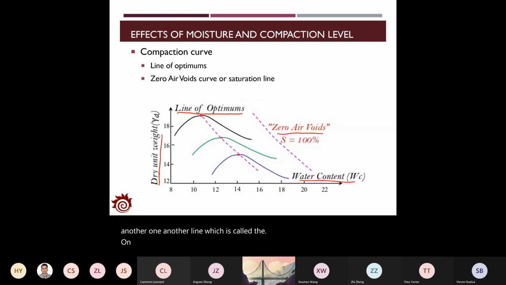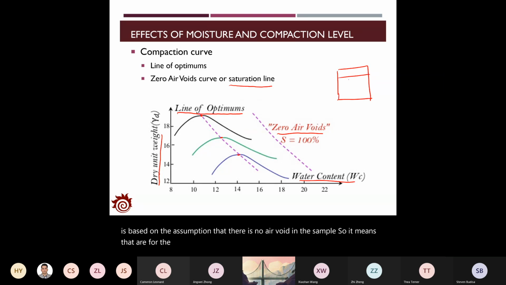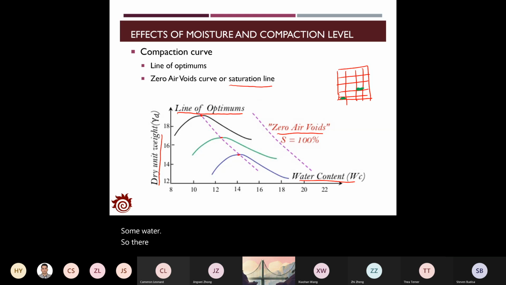And in this curve, you will also observe another line, which is called the zero air void line. We also define this one as the saturation line. This is actually a theoretical line. It does not exist in reality. This line is based on the assumption that there's no air void in the sample. So it means that the soil sample either contains solids or contains some water. There are no air voids in between.